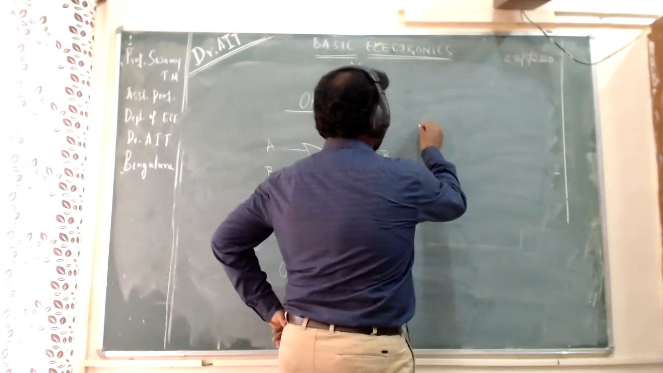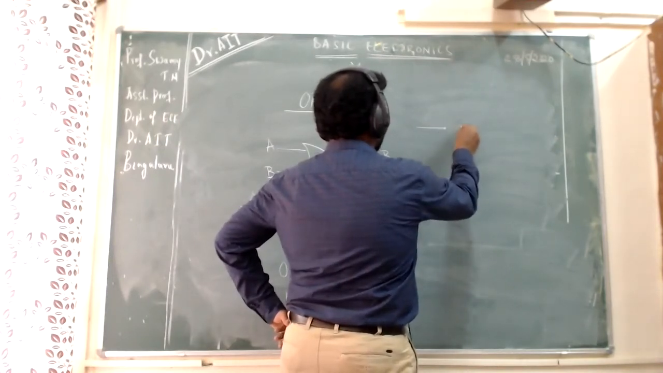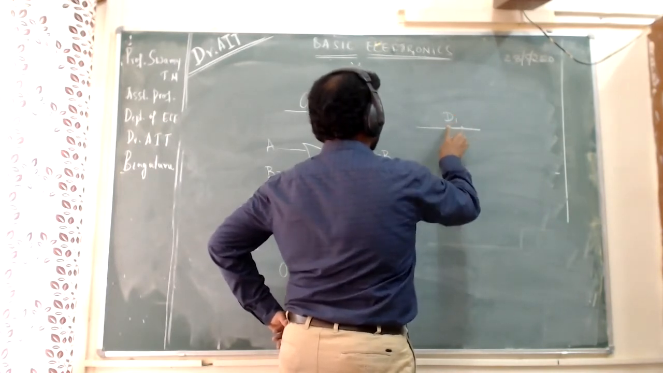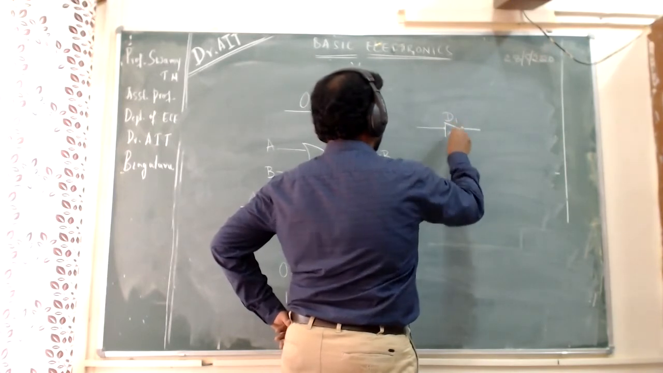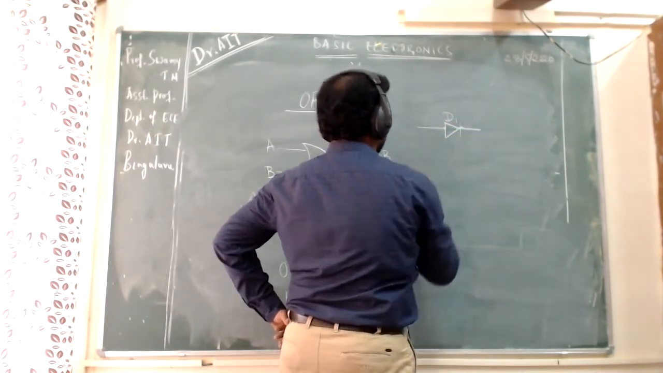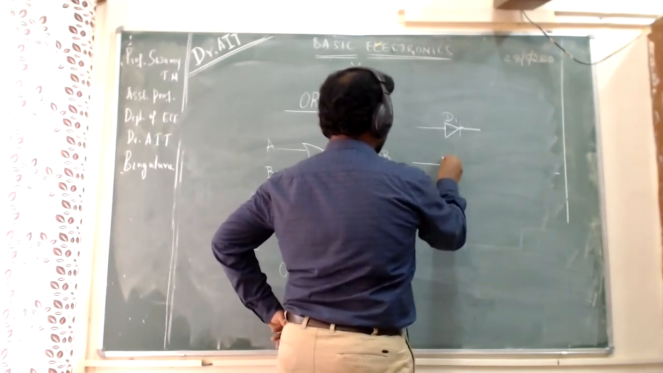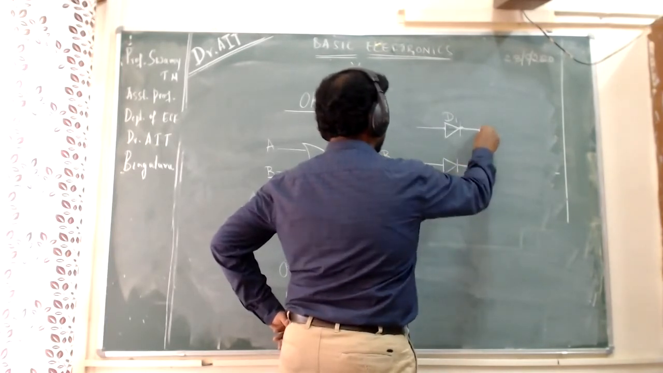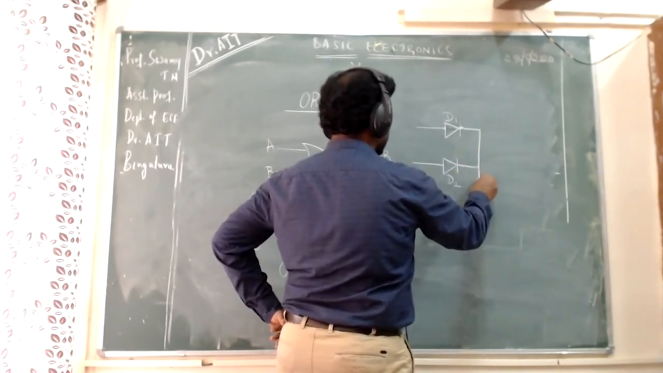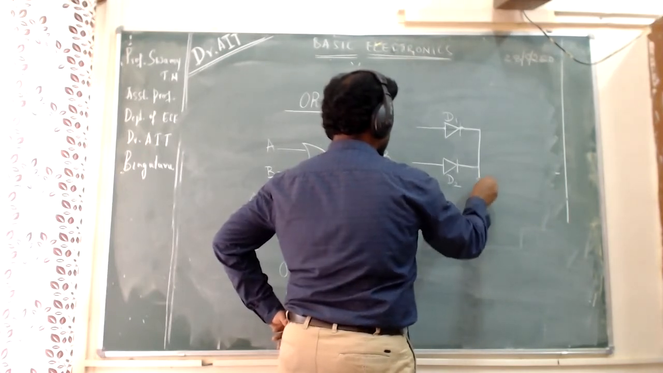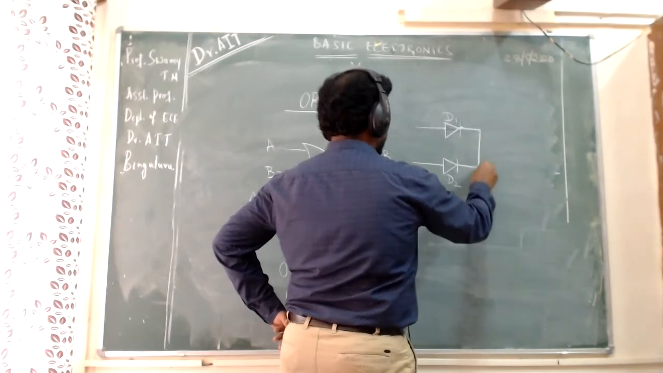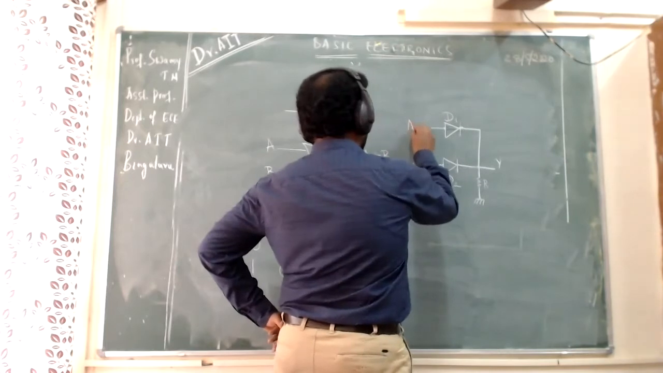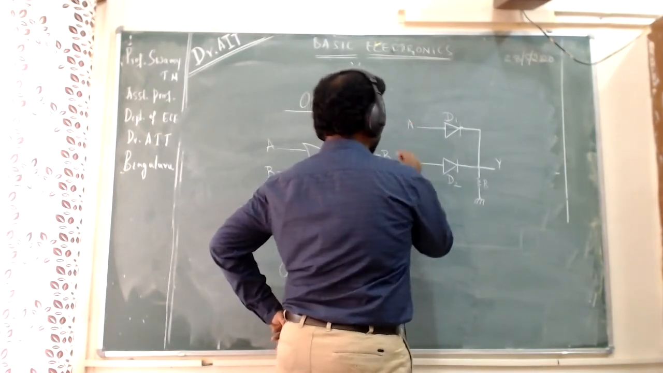We can understand this in a better way by considering the circuit diagram of the OR gate. The circuit diagram looks like this. You have two diodes. This is diode D1, connected like this. Then you have another diode, named D2, and both are connected like this. This is a resistance R connected to the ground, and here you have an output Y, and this is input A, and this is input B.